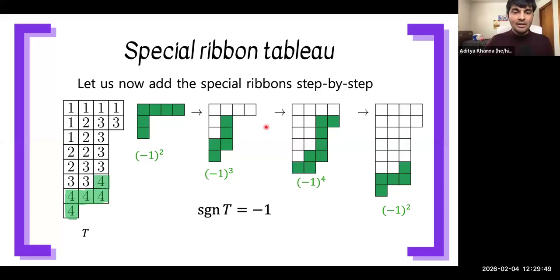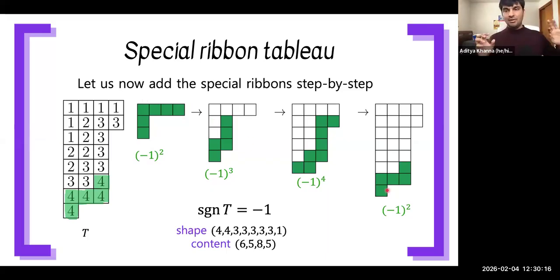And just to point out, this is something of shape 4, 4, 3, 3, 3, 3, 1, and it has content 6, 5, 8, 5, understood similarly as how many 1s are there, how many 2s, how many 3s, how many 4s, or equivalently, at each step, what is the size of the special ribbon I'm adding? I'm adding a special ribbon of size 6, special ribbon of size 5, 8, and 5. So now we have an iterative construction of special ribbon tableau.